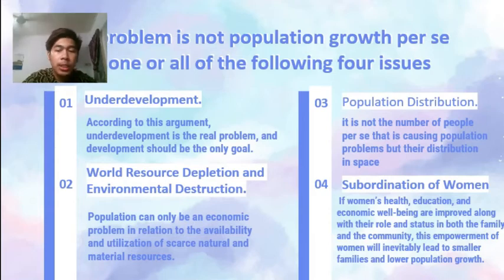Number four is subordination of women. This is most important because women often bear the disproportionate burden of poverty, poor education, and limited social mobility. According to this argument, population growth is a natural outcome of women's lack of economic opportunity. If women have education and economic well-being improve along with their role and status in both the family and community, this empowerment of women will inevitably lead to smaller families and lower population growth.